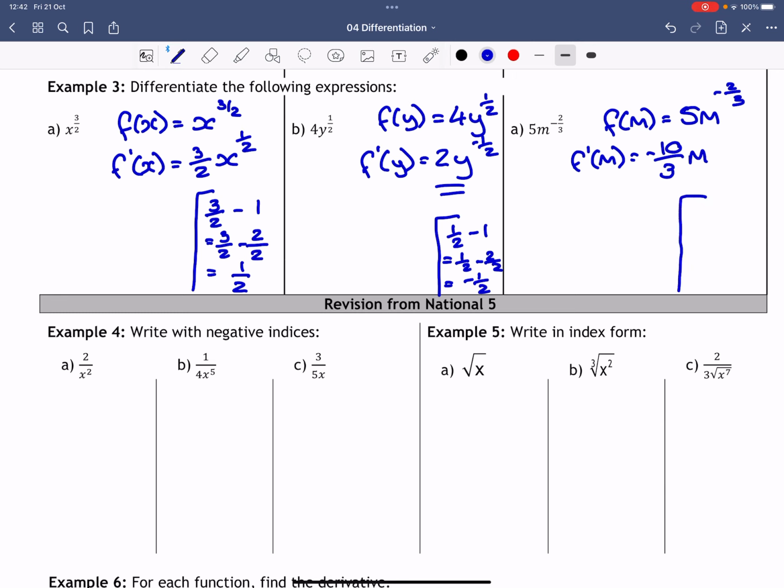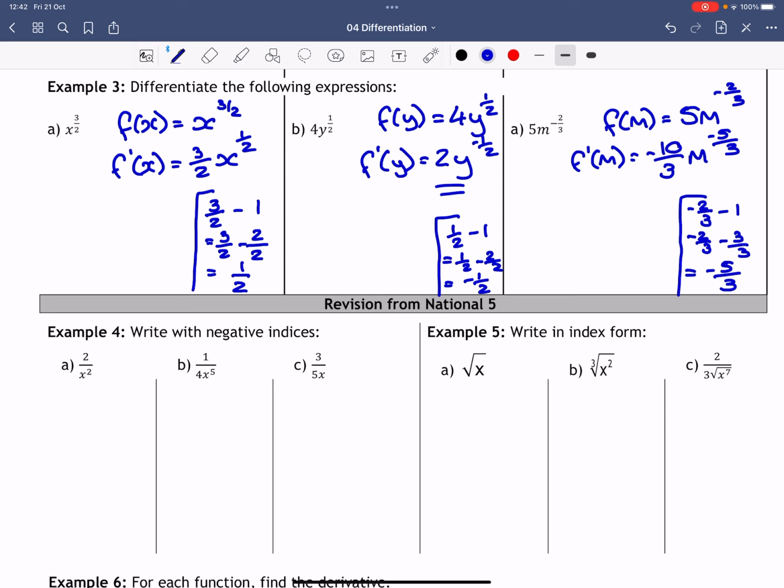So yet again, I go to the side, I work out -2/3 take away 1. Now, like I said, 1 is the same as saying 3/3 because it's 3 divided by 3, which is 1. So it's -2/3 take away 3/3, which gives us -5/3. Okay.